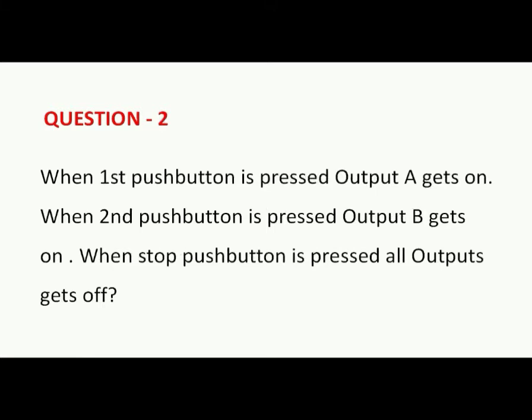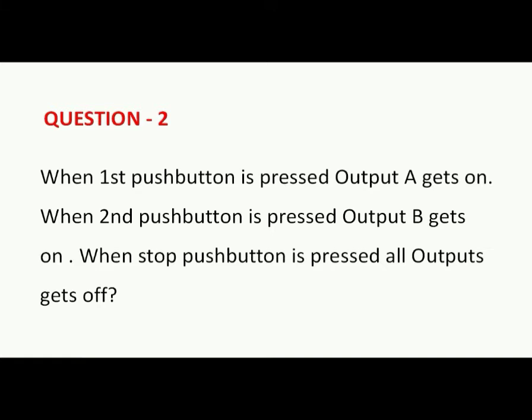The second question is, when the first push button is pressed, output A gets on. Okay, simple. In the previous question, when a push button was pressed, 3 outputs got on. In this question, I have to switch on only 1 output. When the second push button is pressed, output B gets on. So it is the same as the first line.